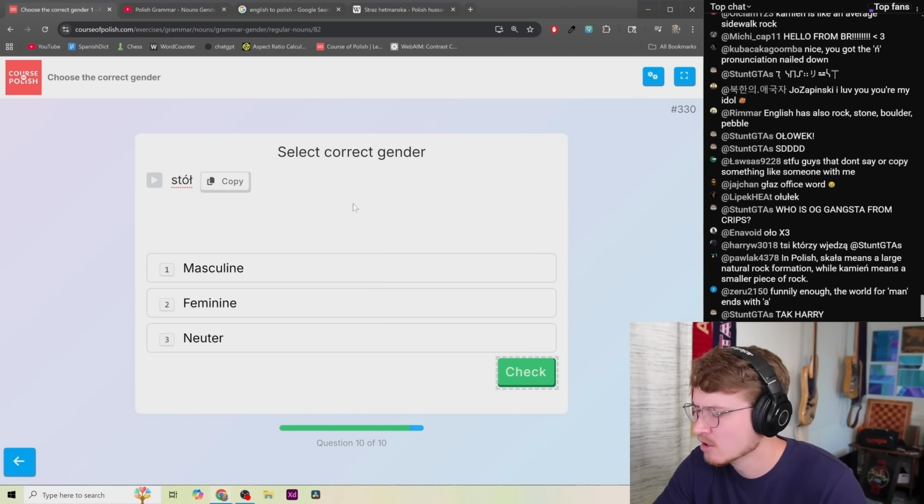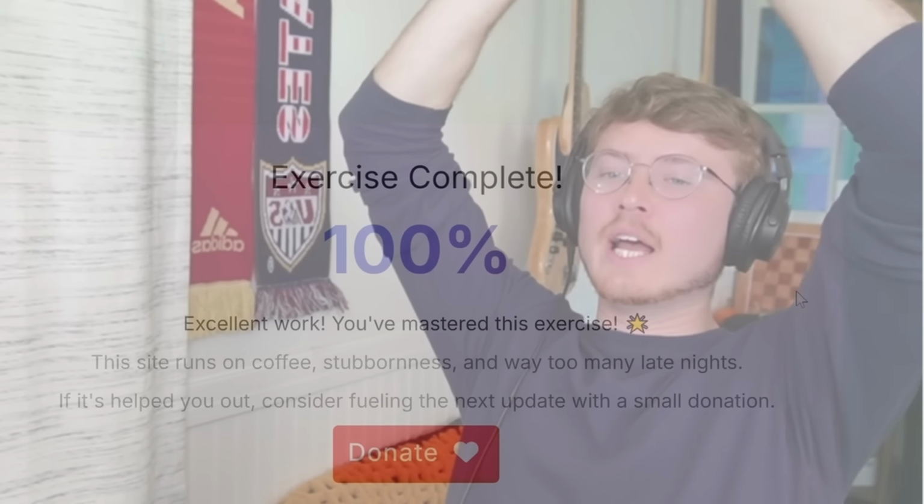Did we already do this? No, we learned this later. It means table, Stół, but it's masculine. Okay, yeah, we already did that one. Okay. All right, 100%. Let's go.